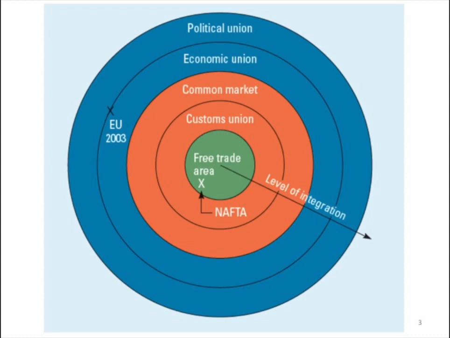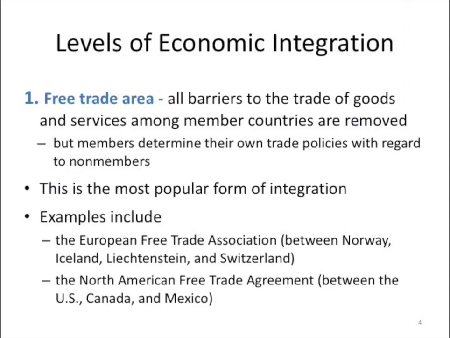I am now going to describe each one of those areas, free trade all the way up to political union, and what they mean. Free trade area, here we have all barriers to the trade of goods and services among member countries removed. But members determine their own trade policy with regard to non-members.